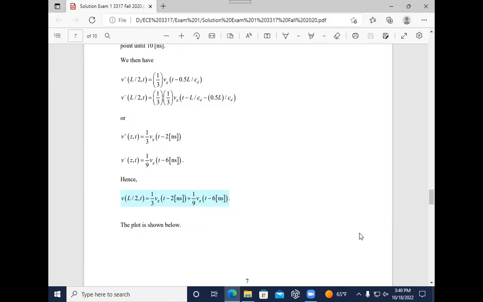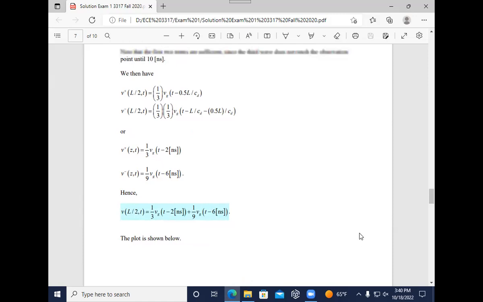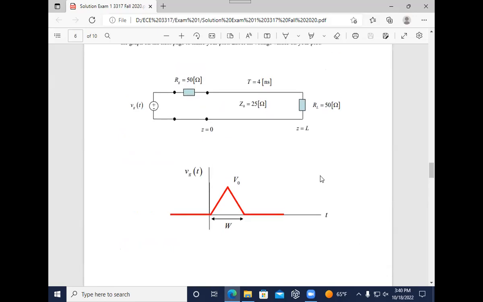Is that equation making sense? Yes. How did you calculate the reflection coefficient again? Okay, the formula is RL minus Z0 over RL plus Z0, right? So 50 minus 25 over 50 plus 25, right? So 25 over 75, so 1/3.